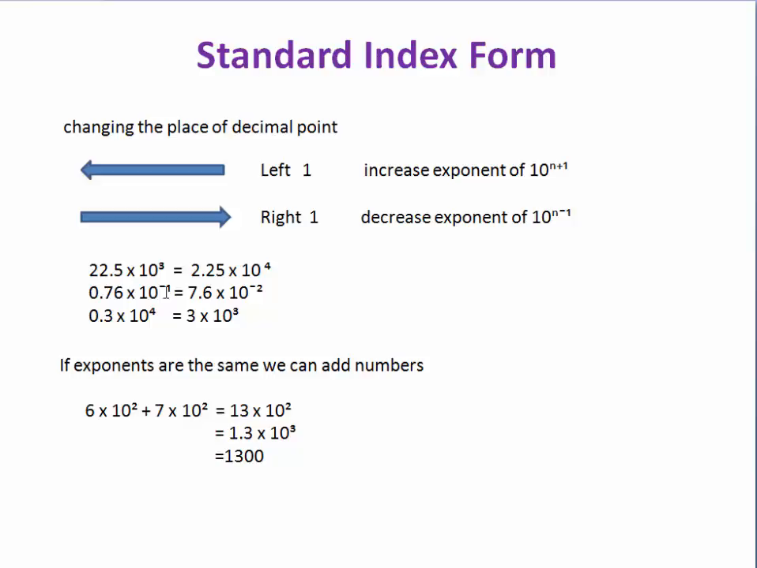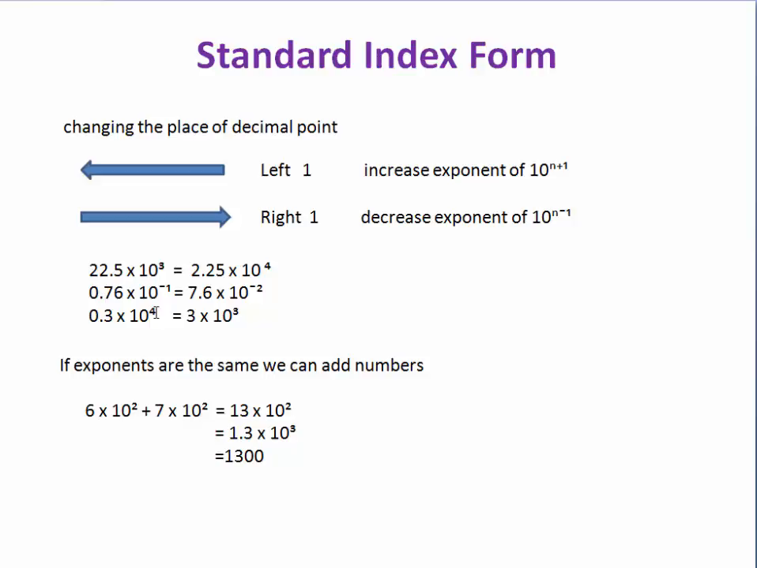0.76 times 10 to the minus 1. This isn't in standard index form. The decimal point should be here. So move the decimal point right one place to give us 7.6, and then our exponent we have to decrease by 1, so that becomes minus 2. 7.6 times 10 to the minus 2.